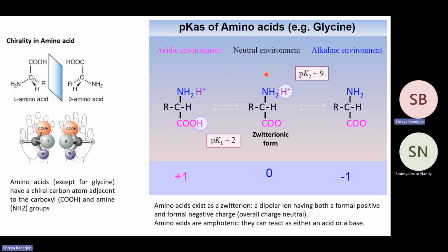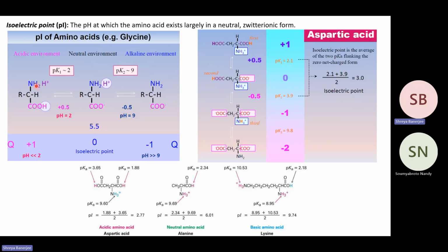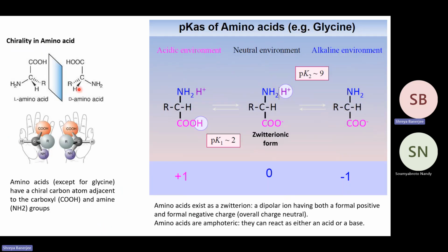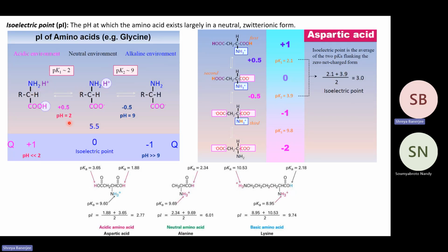Now, this is for amino acids where the side chain does not have any charge. So here the same thing is shown. You can see that at a pH of around 2, there is a net +1 charge, and at a pH of around 9, there is a net -1 charge.